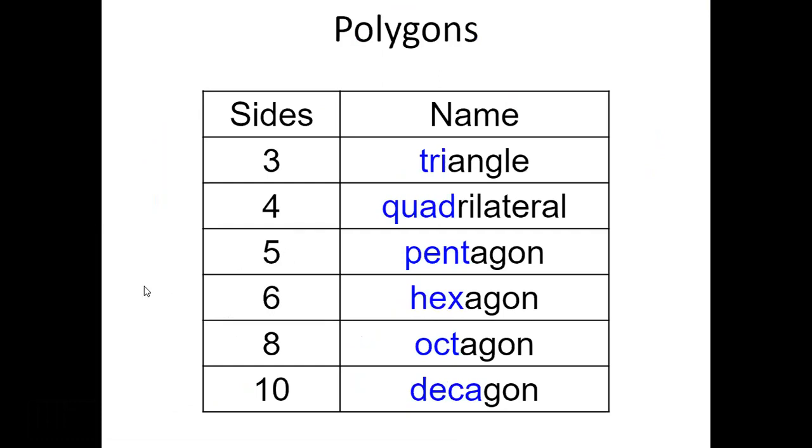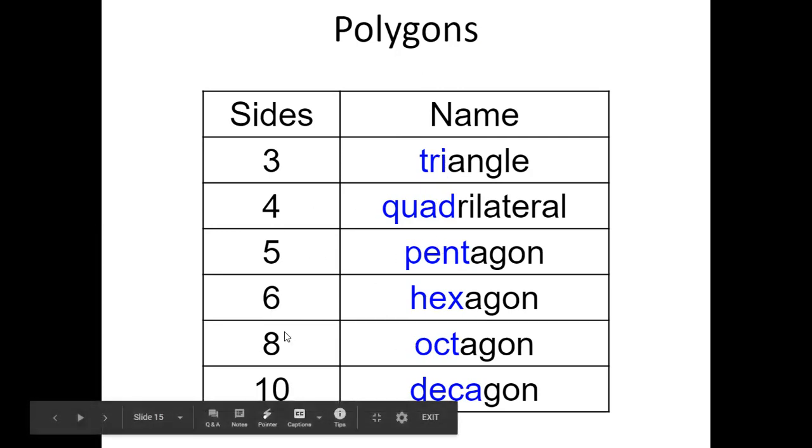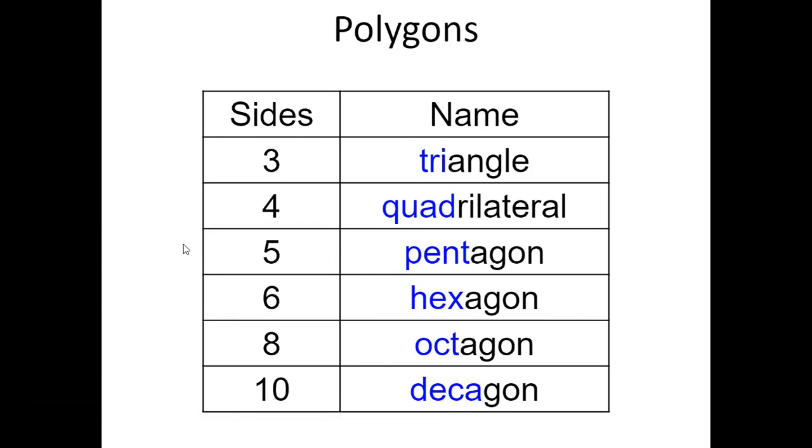Then we're going to look at the ways that we name polygons. We name polygons based on the number of straight sides that it has. If it has 3 sides, we use the prefix triangle because it has 3 angles. Quadrilateral: quad means 4, pent means 5, hex means 6, oct means 8, and deca means 10. These are not the only prefixes that you will use; these are just the most popular ones that you will see in geometry.